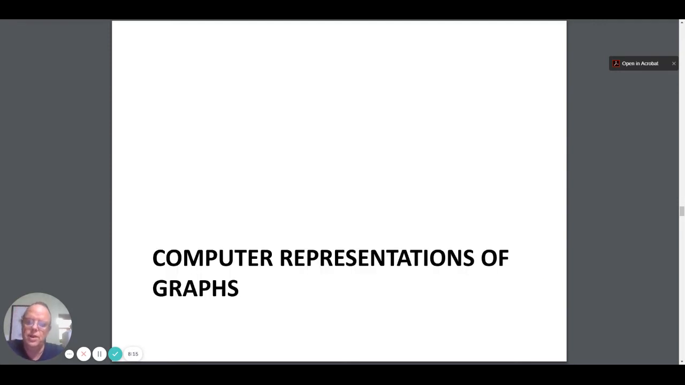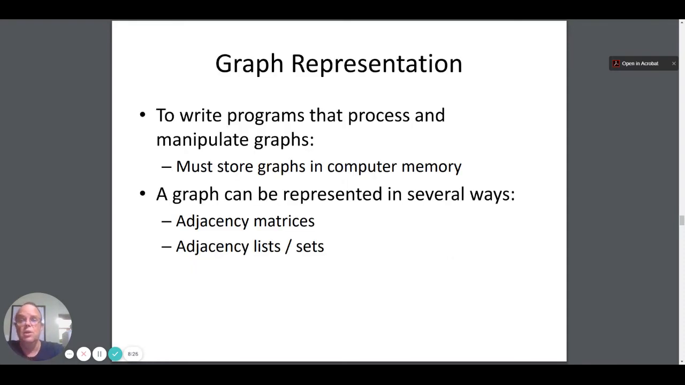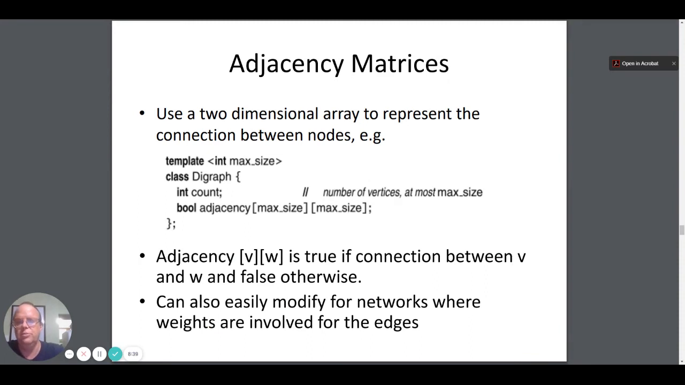So when we're putting graphs together in computers, there are a couple different ways to do it, and particularly in high-level programming languages such as C++, we can represent graphs in a couple different ways. One of them is an adjacency matrix, and the other is an adjacency set or list. We need to store these graphs in computer memory. Adjacency matrices are probably my favorite way to do it, even though they're in some ways less efficient.